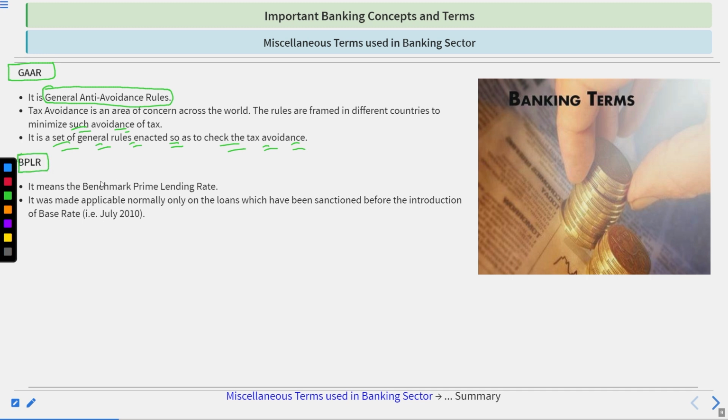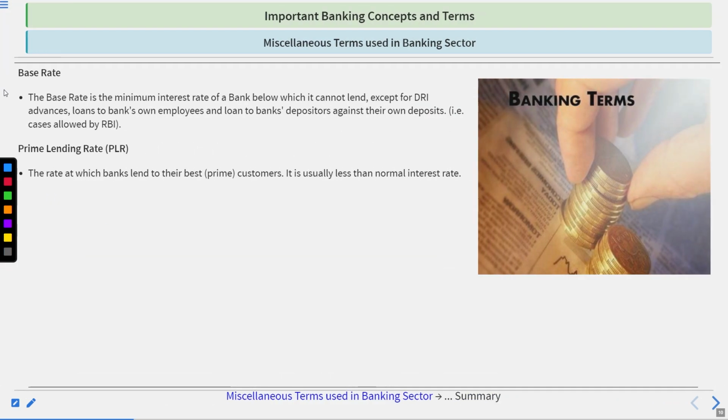What do you mean by the BPLR? BPLR stands for the benchmark prime lending rate. It was made applicable normally only on the loans which were sanctioned before the introduction of the base rate in July 2010. Base rate is the minimum rate below which banks could not lend loans to customers. Okay. Now here's the base rate, I had already told you. The base rate is the minimum interest rate of a bank below which it could not lend, except for the DRI. DRI stands for the differential rate of interest, which is for some critical or needy sectors, where the base rate would be low.